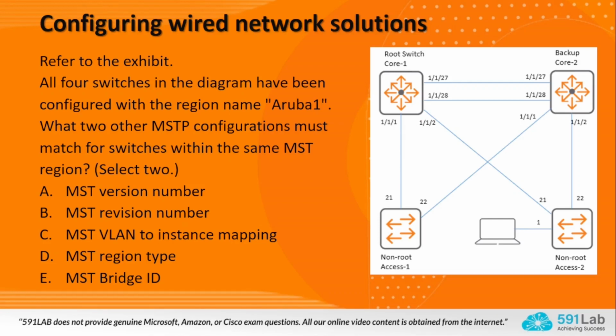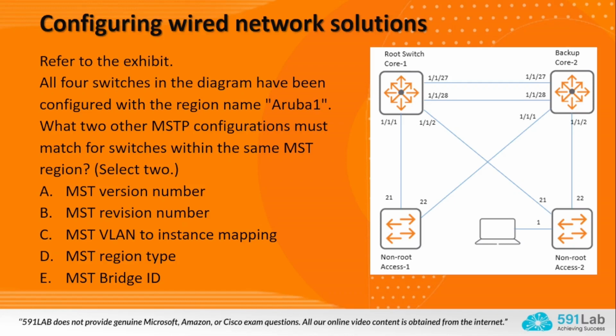So there are four switches. The upper two switches, they are called root switch core 1 and backup core 2. And there are access layer switches, non-root access 1 and access 2. So basically here these access layer switches are non-root switches, and this core 1 is acting as a root switch for certain set of VLANs, and core 2 is acting as a primary switch for another set of VLANs. So it's a kind of creating a couple of instances and mapping those VLAN sets to those instances.